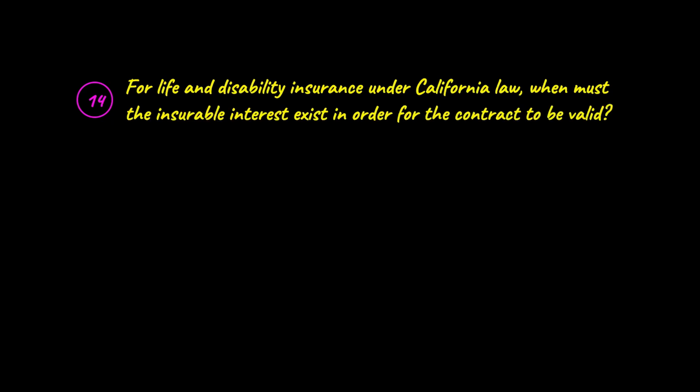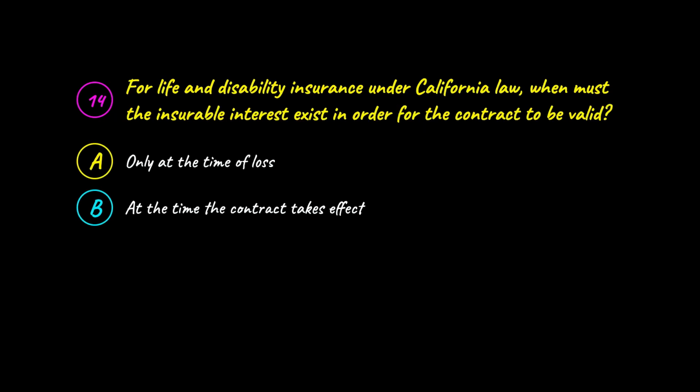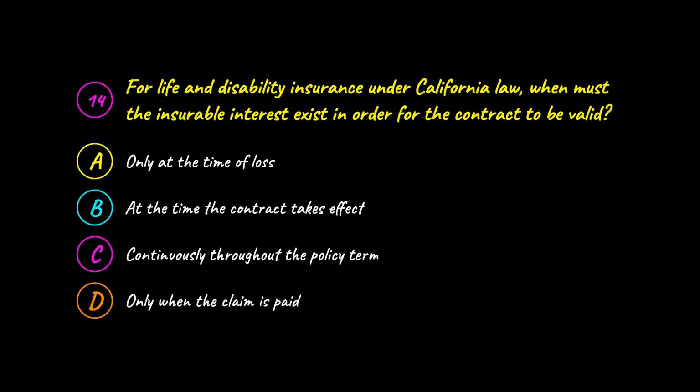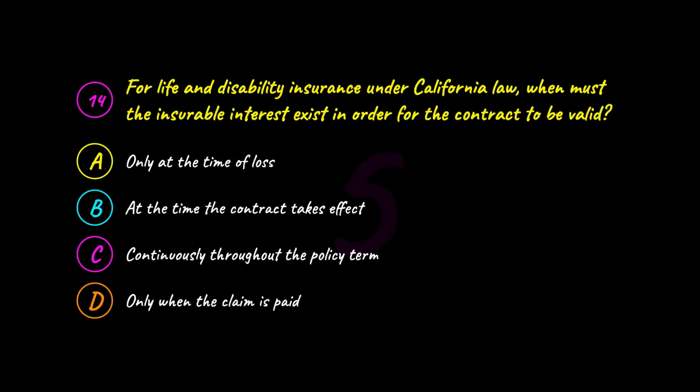Question 14. For life and disability insurance under California law, when must the insurable interest exist in order for the contract to be valid? Your options are: A, only at the time of loss; B, at the time the contract takes effect; C, continuously throughout the policy term; D, only when the claim is paid. Which would you go with? Lock it in before the reveal.